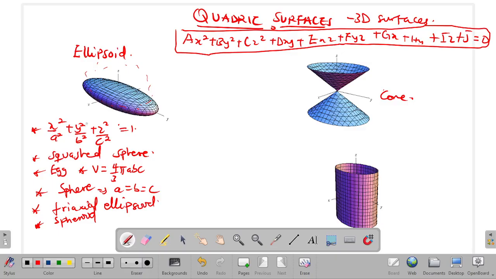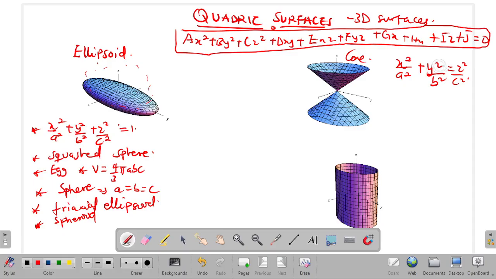Now, what you see here is what we call a cone, the normal cone. In geometry, a cone is different from a cone in quadric surfaces. A cone is represented as x squared over a squared plus y squared over b squared equals z squared over c squared. You can equally bring this to the left side and make it negative.